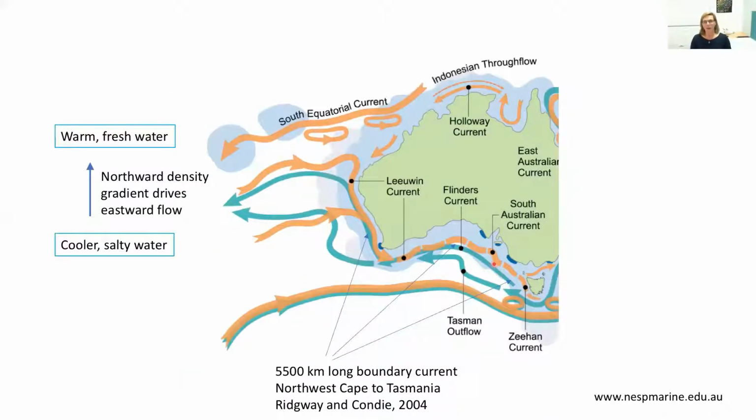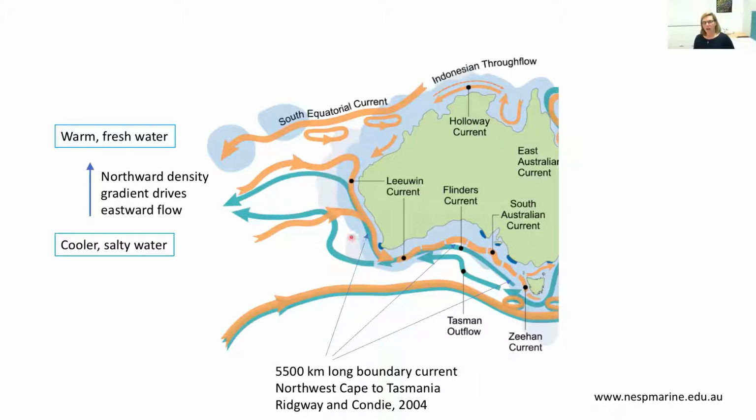So then coming back to this figure, where we look in more detail at the currents around Australia, we've got the Indonesian throughflow feeding the south equatorial current, and that's warm, fresh water. And in the subtropics, we have cooler and very salty water because there's a lot of evaporation that creates high salinities in that area. And so this density gradient from dense in the south to warm in the north drives an eastward flow, which is what we see in these orange surface currents moving in towards the coast of Western Australia and merging with the Leeuwin current.